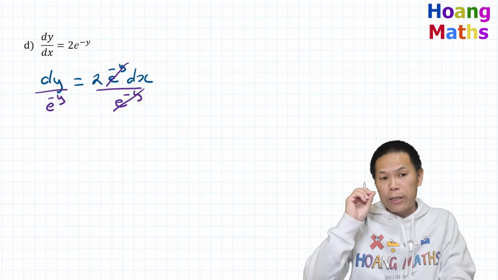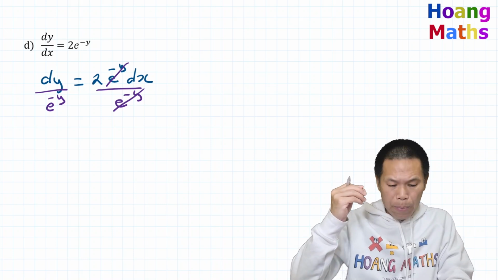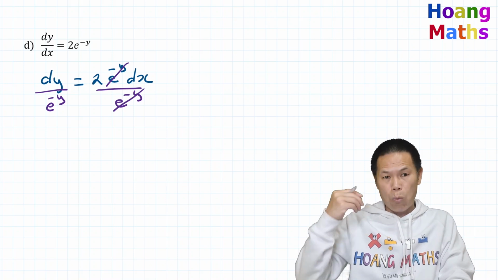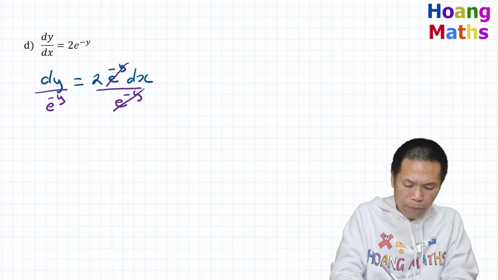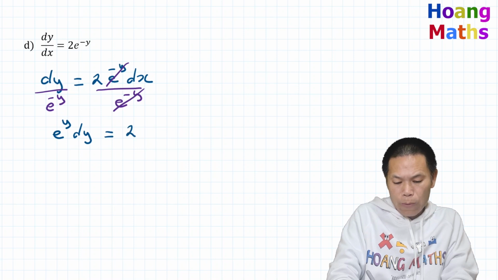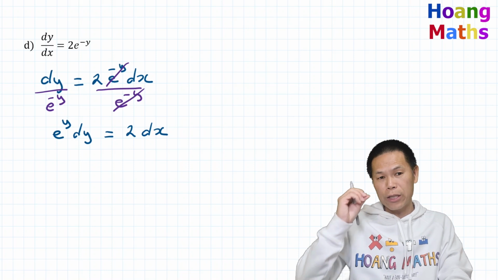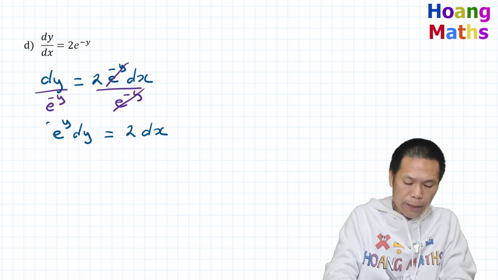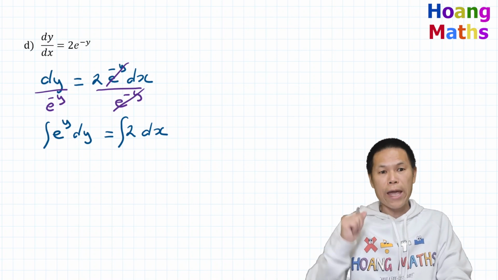So then dy over e to the negative y, I can bring it up. So it becomes e to the y. Okay, so negative indices, you bring it up, becomes positive. So that becomes e to the y dy is 2 dx. So there you go. So now I integrate both sides. So I integrate the left hand side and I do the same thing on the right hand side.